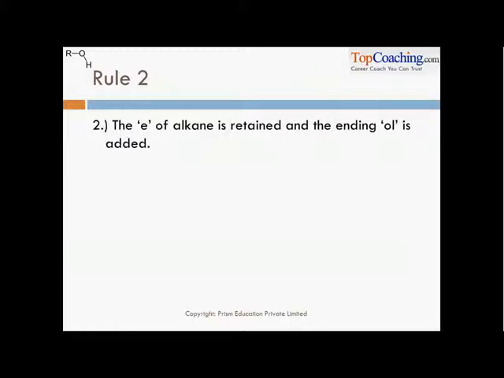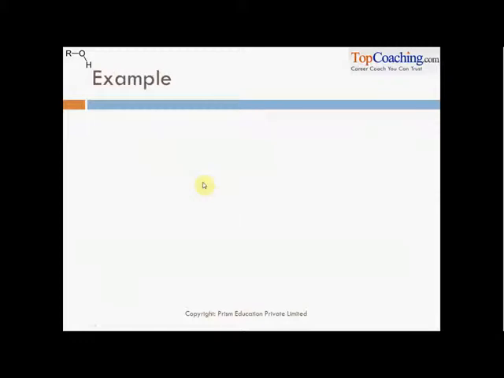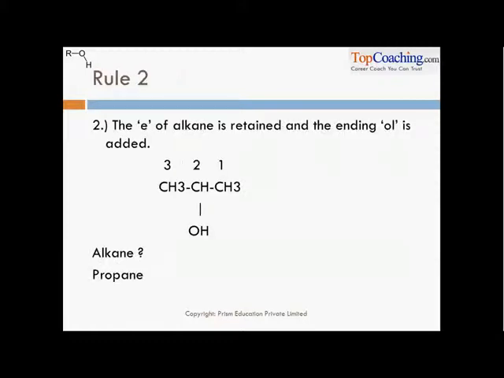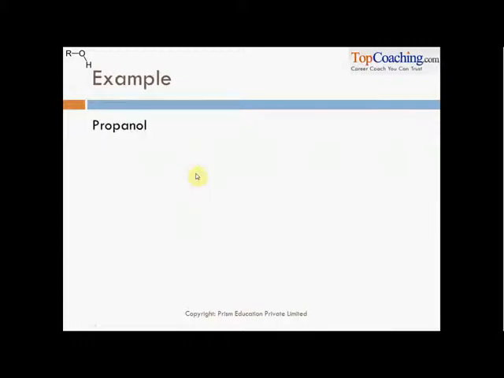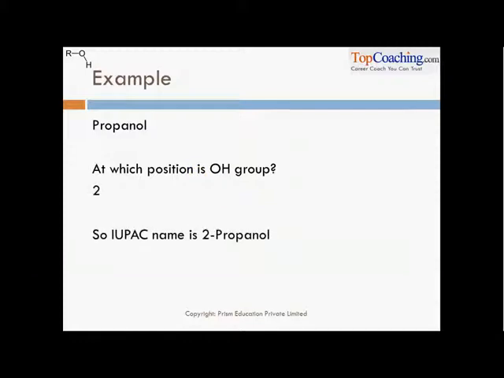Rule number 2 is the E of the alkane is retained and the ending OL is added. So let us say I take this alcohol, which is the alkane. This is propane, right? And so it should be propanol, but there is one catch over here. This OH is attached to carbon number 2, right? So at which position is our OH group? 2. Hence the IUPAC name is 2-propanol.